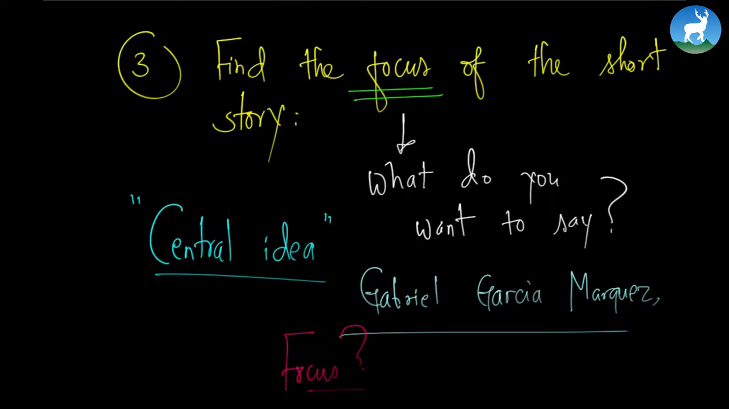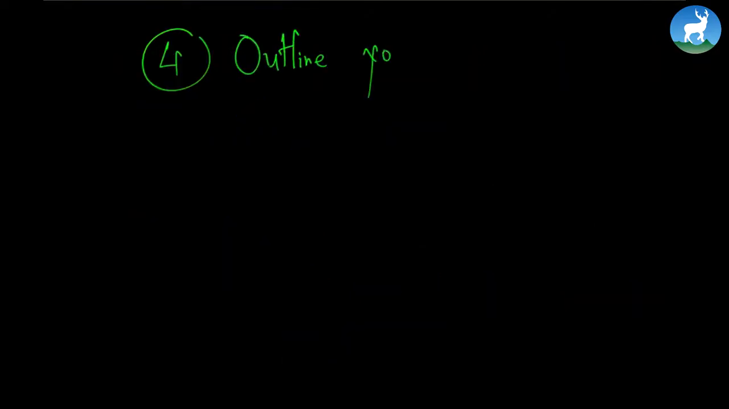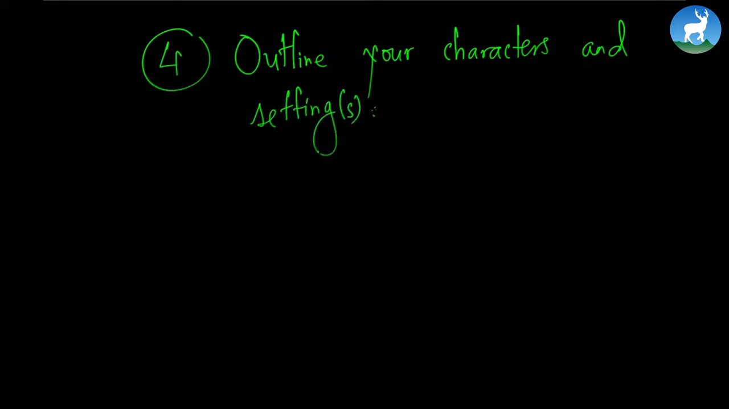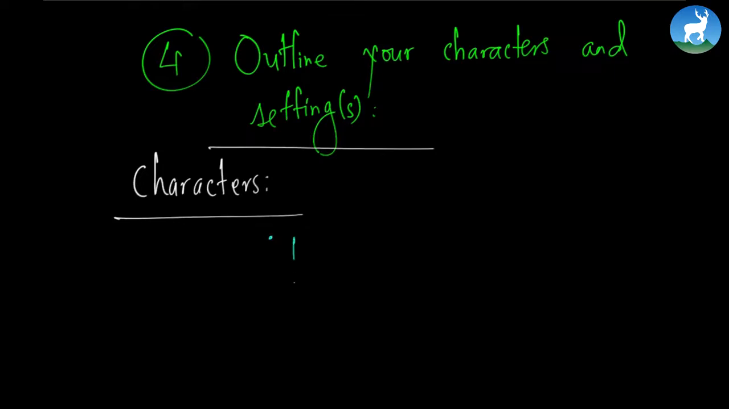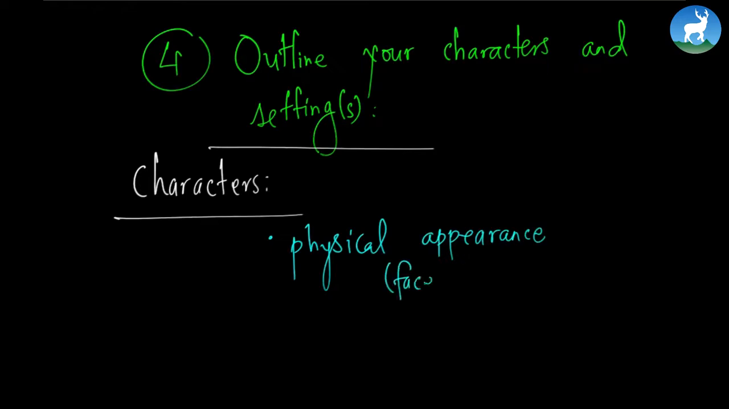Now, the fourth thing you need to do is outline your characters and settings. It could be a single setting or multiple settings. Writing a book makes outlining essential, given the complexity of long form fiction. So you should bother with outlining. When you are outlining characters, you've got to pay special attention to their physical appearance. How does your character look? You should describe his or her face, posture, and mannerisms.